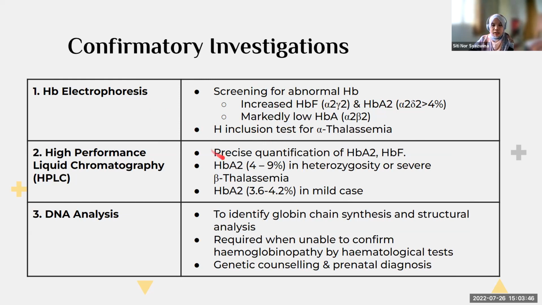So there is increased hemoglobin A2 in heterozygosity or severe form of beta thalassemia, and also a moderate increase in hemoglobin A2 in mild cases. The next is the DNA analysis to identify globin chain synthesis and structure analysis, and it is also required when we cannot confirm the thalassemia by hematological test, and it is also done for genetic counseling and prenatal diagnosis.